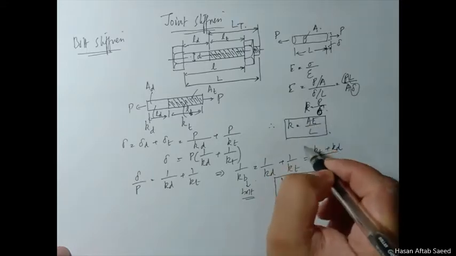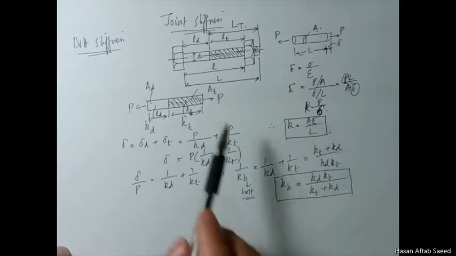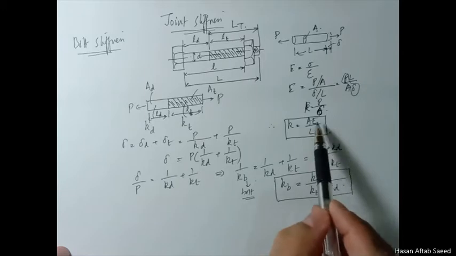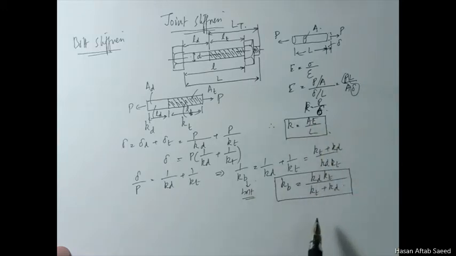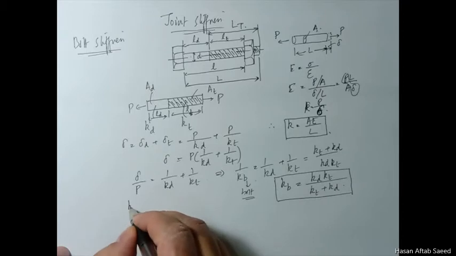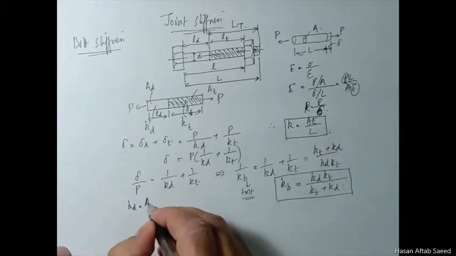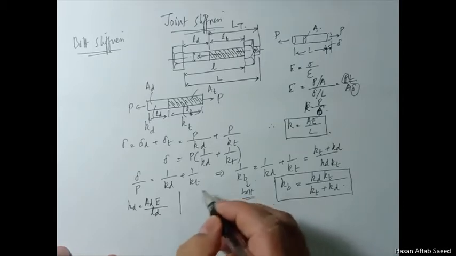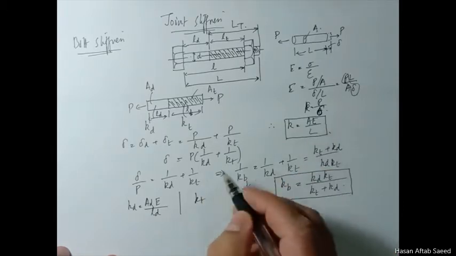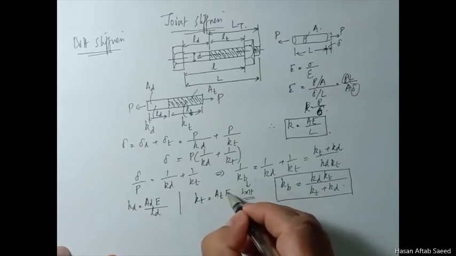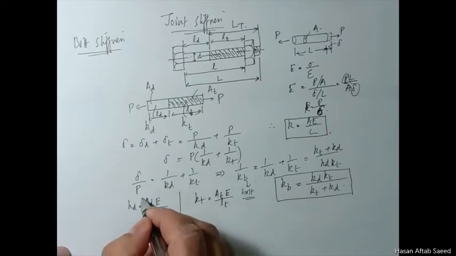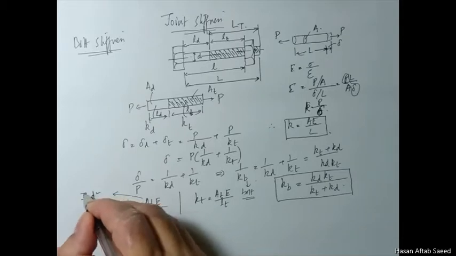Now using this expression, because this is a combination of unthreaded and threaded, you have to use this expression, and using this expression KD will be AD E over LD. E is the same because it's the same material, so no need to write D or T here. Whereas for KT you adapt this in this form. Now this AD, very simply you can calculate, pi by 4 d square. D is the major diameter.